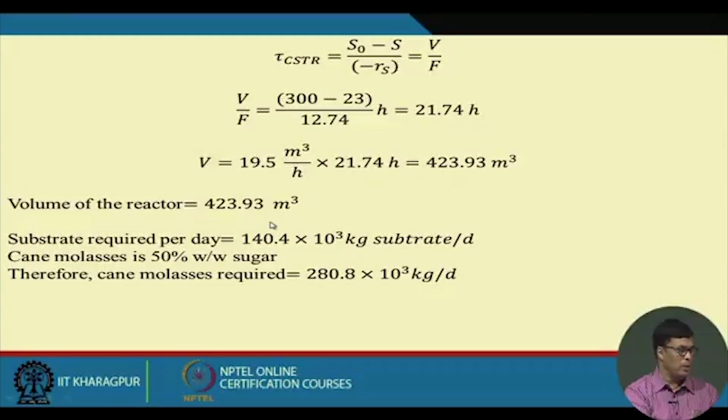The volume of the reactor is coming like this. Substrate required is this, and cane molasses contains about 50% sugar. So, you divide by 0.5, and it comes to 280.8 into 10 to the power 3 kg per day. So, this much cane molasses is required for getting 100 cubic meter of rectified spirit. So we can easily calculate. It's not very difficult. Whatever amount of ethanol is produced by the industry, we can easily calculate.